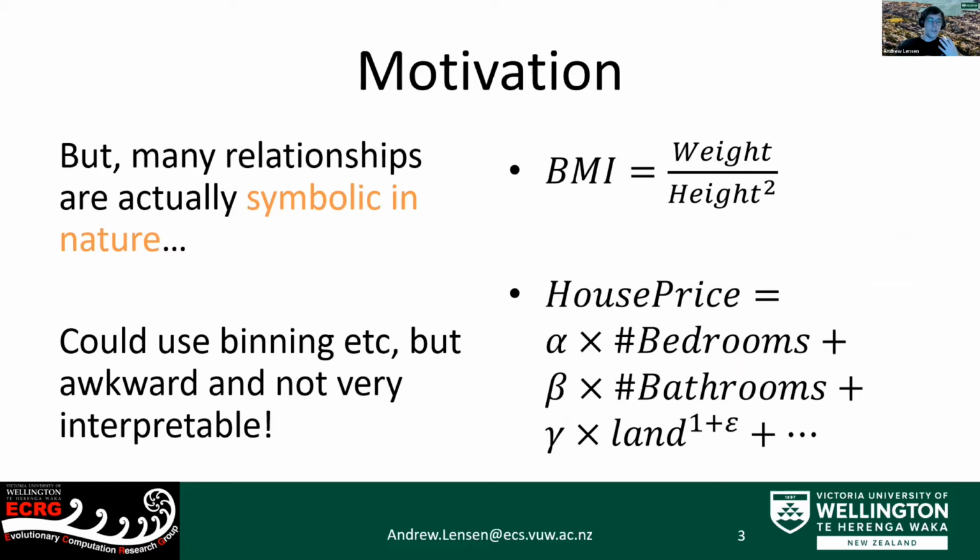But I have an issue with this as a machine learning person, which is that it doesn't capture symbolic relationships very well. A lot of relationships in our data sets, if we are thinking about just the features or the attributes, tend to be symbolic in nature. The classic example is if you go to the doctor and they measure your BMI, that's your weight divided by your height squared. When you think about buying a house, there's a variety of different factors that you would take into account, for example, how many bedrooms, how many bathrooms, how much land is on the property, and so on.